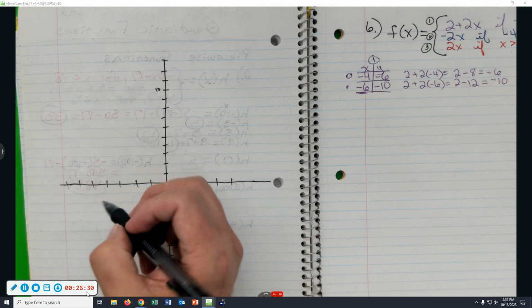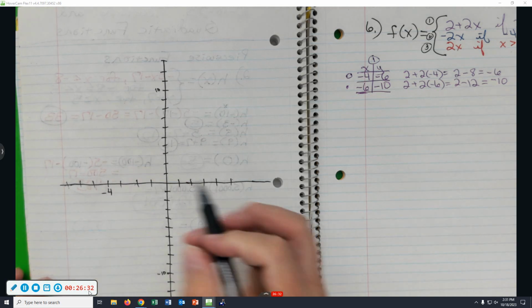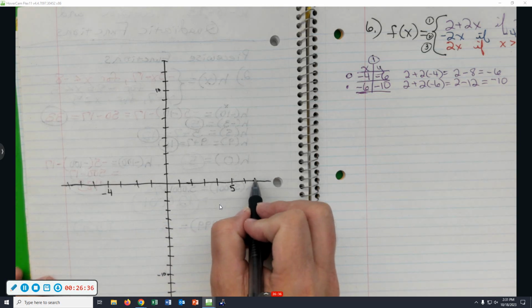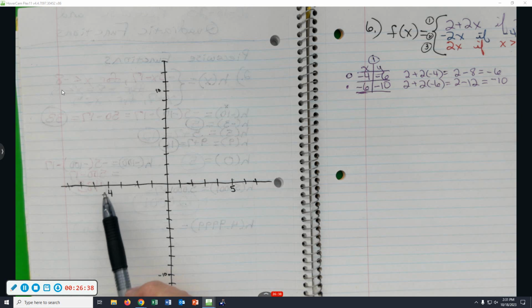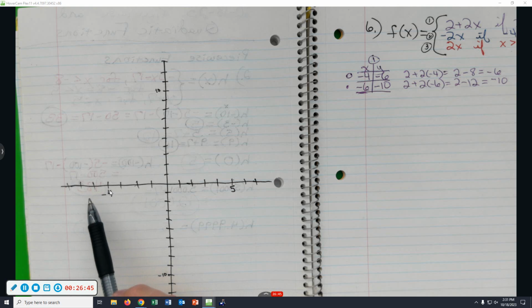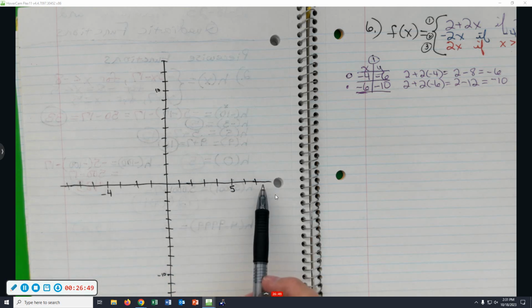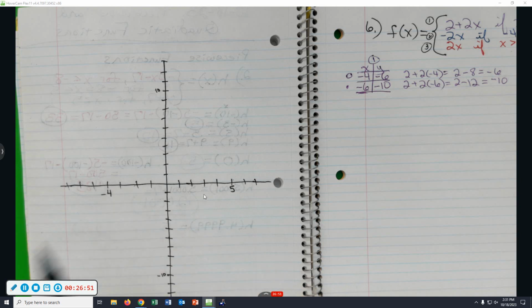1, 2, 3. There's -4. 2, 3. Here's +5. So at -4, the purple piece will change to the blue piece, and at +5, the blue piece is going to change to the red piece. This is some nice graph theory.